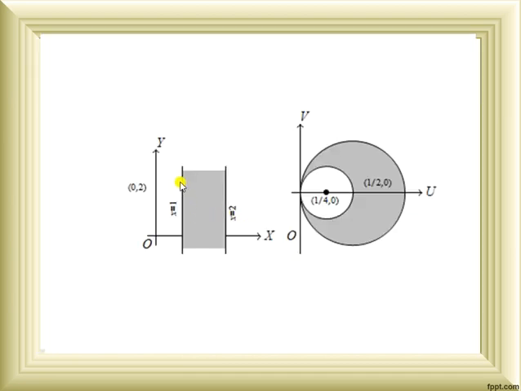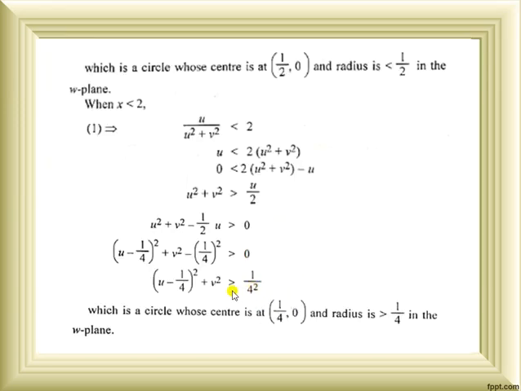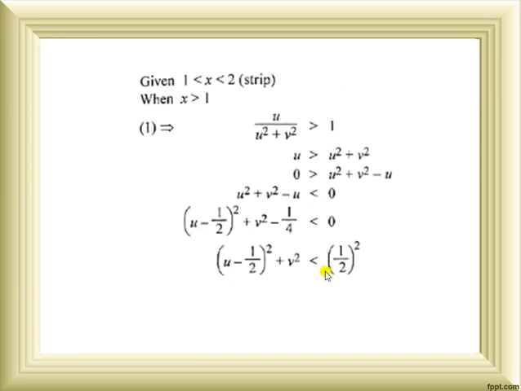They are given the strip 1 less than x less than 2. You have to draw the line for x is equal to 1. You must take the inequalities as equalities while you are drawing this sketch. So 1 less than x less than 2 means x equal to 1 and x equal to 2, the x equal to 1 line and the x equal to 2 line. x lies between these two lines. So this is our region in the z plane, which is mapped into the circle with center 1 by 4 comma 0. So greater than this circle and less than this circle.